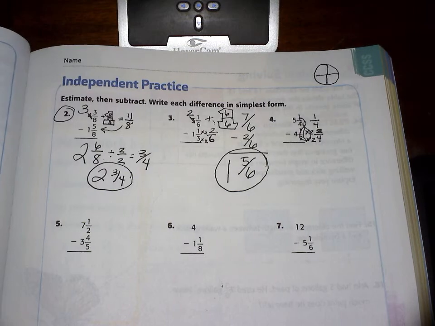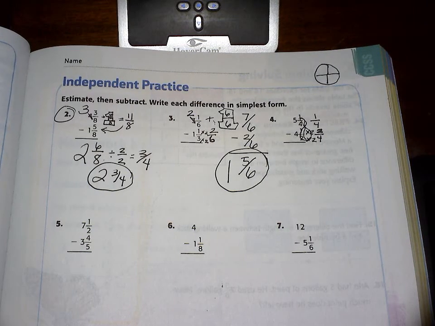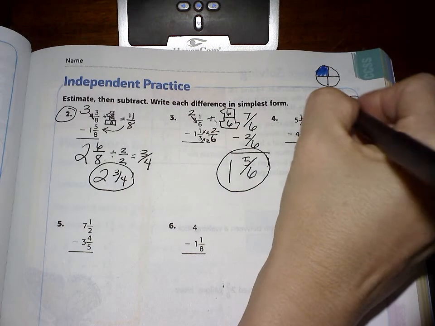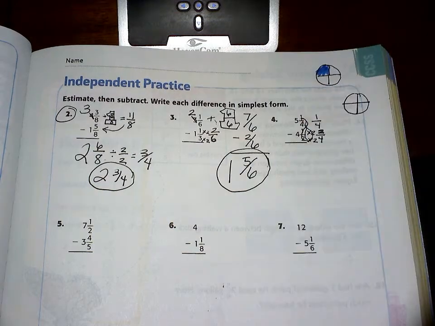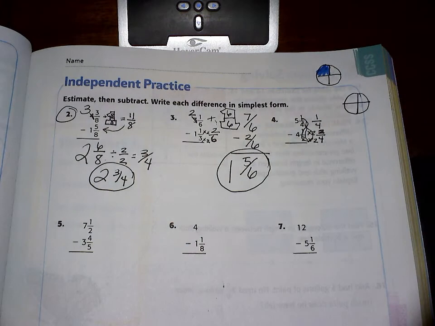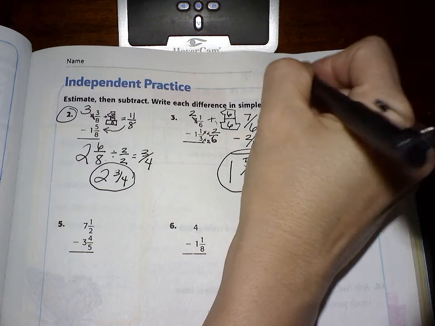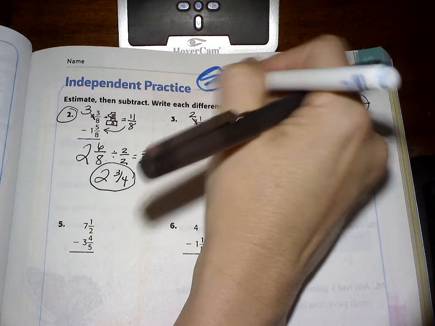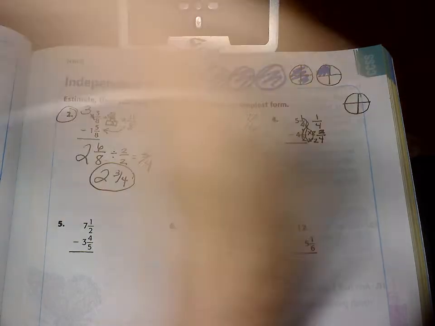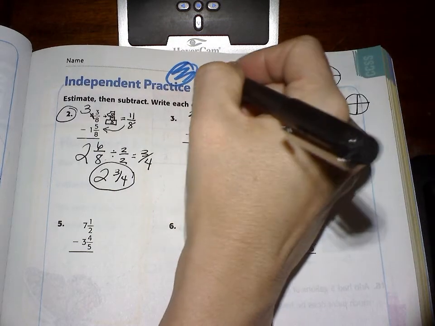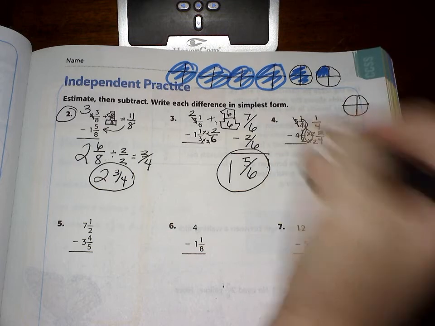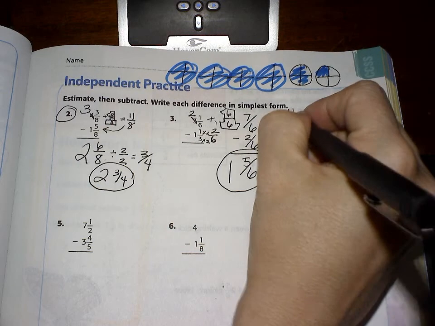Where's my marker? I've got 1/4 to start with, and I cannot take 2/4 away from it, right? I can't, there's not 2 to take away. But I do have 5 wholes, right? So I've got this one is completely filled in. And I've got 2, 3, 4, 5. I've got 5 of them. And we can do this, right? I've got 5 full ones. So I'm going to borrow from this 5, and that's going to turn into a 4.